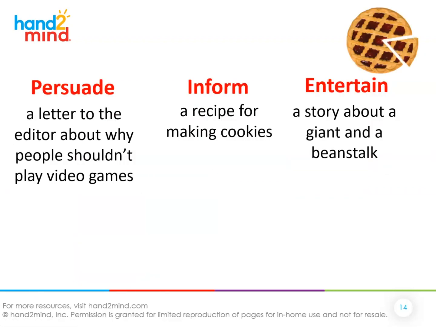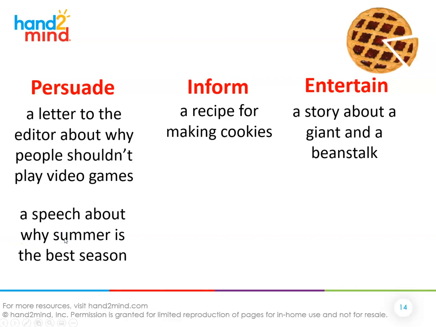If I read a speech about why summer is the best season, I would probably find a lot of opinions and reasons for why the author of that speech thinks summer is the best. It sounds like the author is trying to persuade me to think that summer is the best season, even though I may think that another season is the best. So the author's purpose would be to persuade.